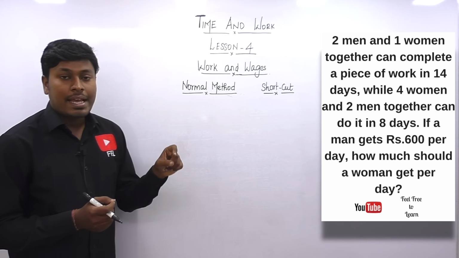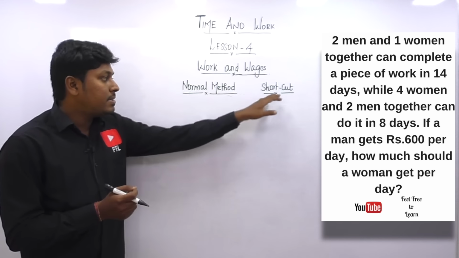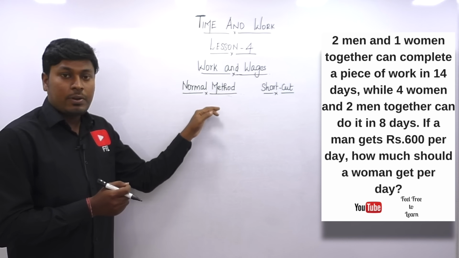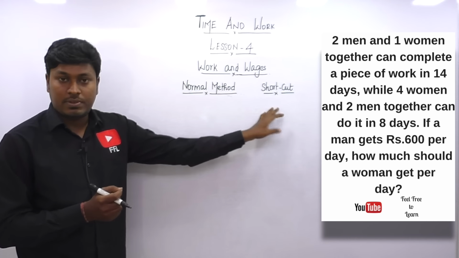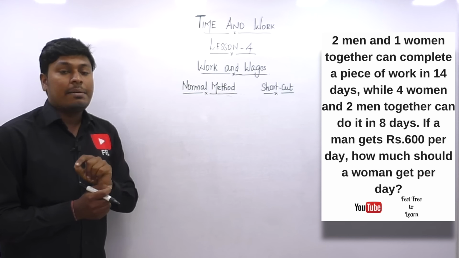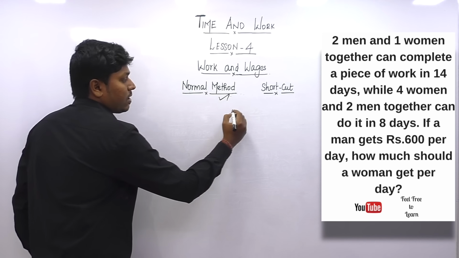And this question can be solved by 2 methods. One is a normal traditional method and another is a shortcut method. First of all, I will teach you the normal method. After solving by the normal method, we can go to the shortcut method also, right? Okay, so the first point they said is 2 men and 1 woman can complete a piece of work in 14 days. Let me solve this question by the normal method.